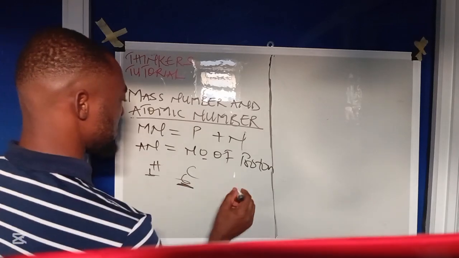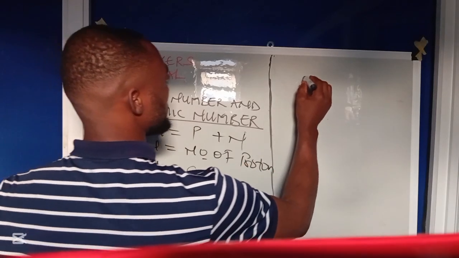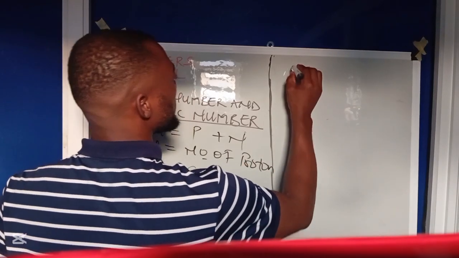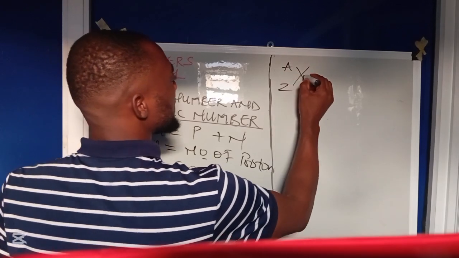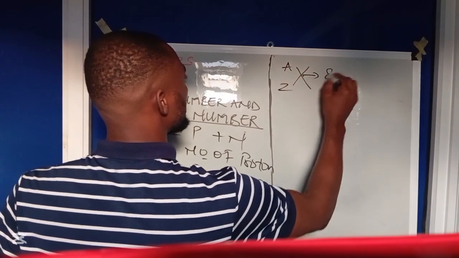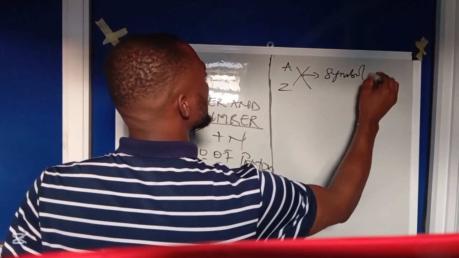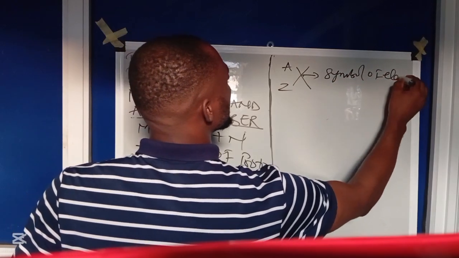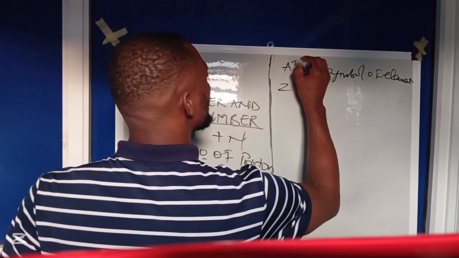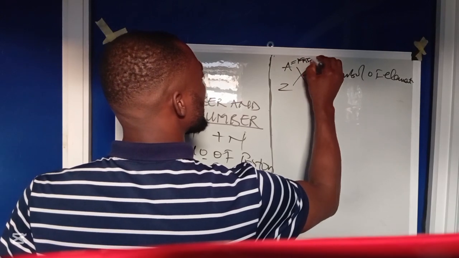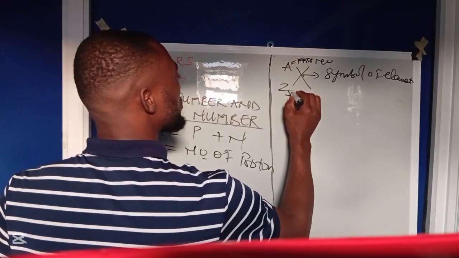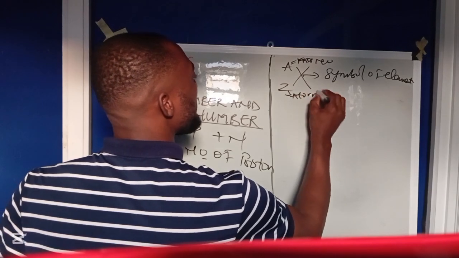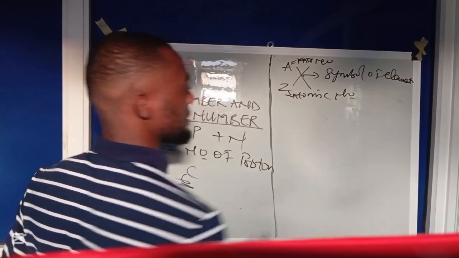Then let's use this symbol X. For example, we have A, we have Z. X serves as the symbol of what? Element. Then this one is the mass number. This one stands as its mass number. This one stands as what? Atomic number. Yes.